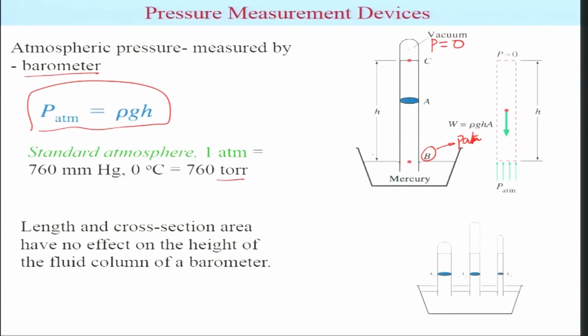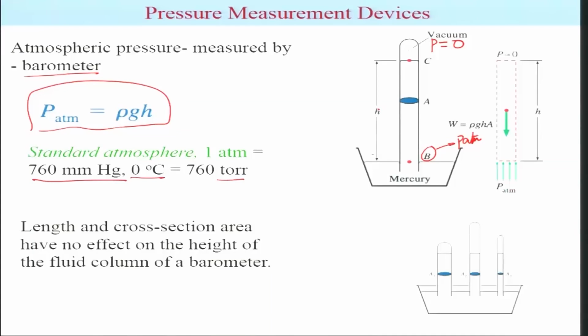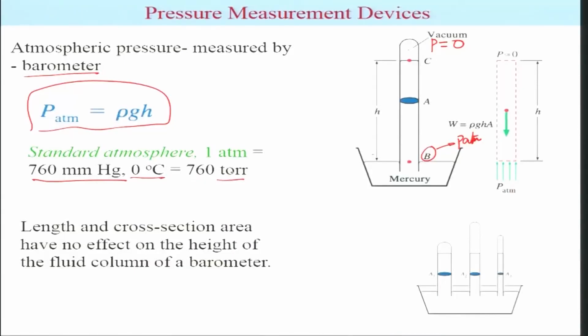So standard atmosphere is 760 mm Hg at 0 degrees Celsius. So 760 mm Hg is 1 atmosphere, and the reason for that is at 1 atmosphere 760 mm of Hg is raised. That means h is basically 760 mm. Okay, but this is at 0 degrees Celsius, and this is also equivalent to 760 torr, and torr is basically named after the Italian scientist. The name is Torricelli. So let me just write it. So this is named after the Italian scientist.